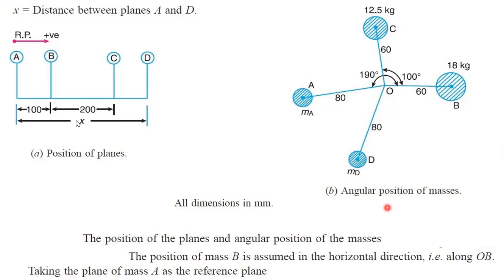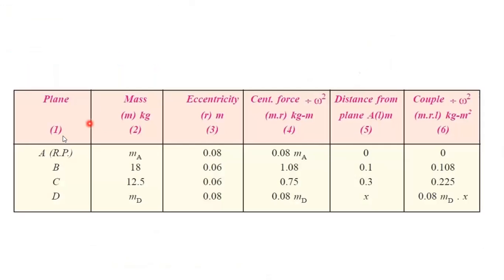Now we will be forming the tabular column. So the first one will be plane: A, B, C, D. In this, A will be the reference plane, and the second tabular column will be the masses. We know the mass of B and C alone, and the mass of A and D is unknown. We need to determine MA and MD.